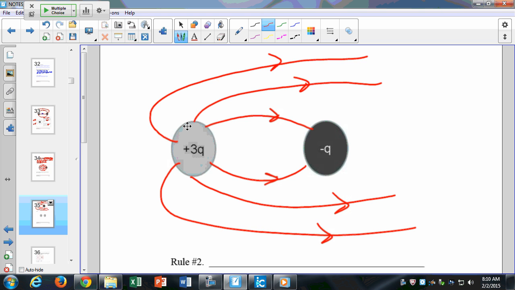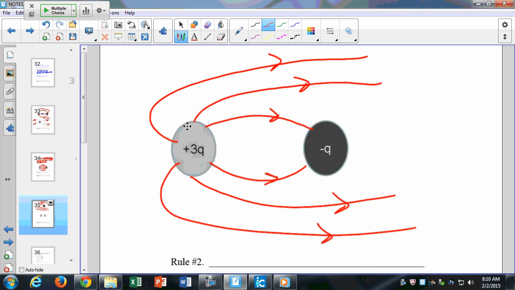Alright, so I have 2 lines that end here. I have 6 lines that come out of here. So the number of lines that come out of a charge are proportional to the magnitude of that charge. So this charge has 3 times the charge of this charge, so it has 3 times the number of lines of this charge. We'll have some questions like this on the concept test next time, dealing with this. So that's from rule number 2.